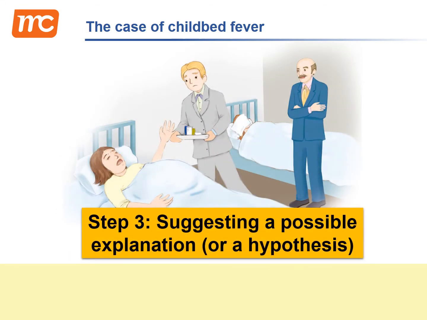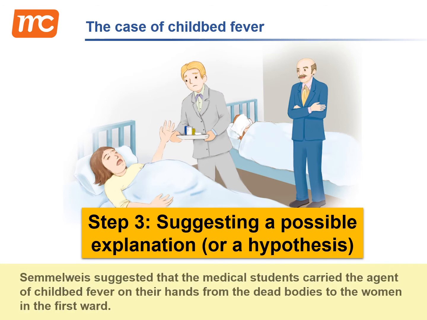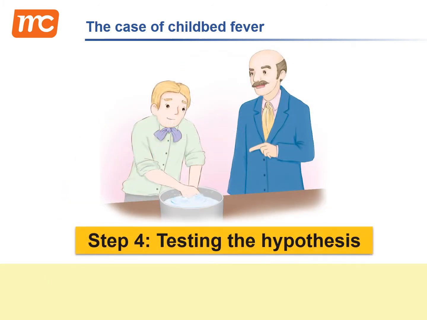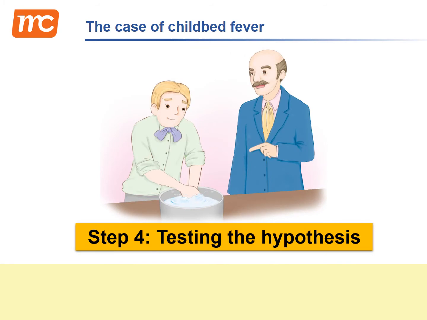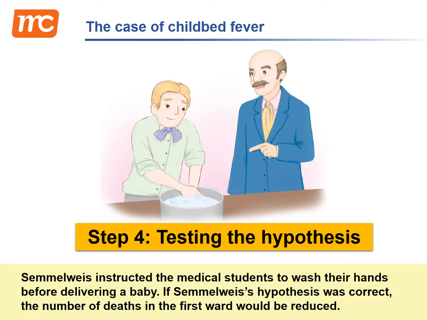Step 3. Suggesting a possible explanation, or a hypothesis. Semmelweis suggested that the medical students carried the agent of childbed fever on their hands from the dead bodies to the women in the first ward. Step 4. Testing the hypothesis. Semmelweis instructed the medical students to wash their hands before delivering a baby. If Semmelweis's hypothesis was correct, the number of deaths in the first ward would be reduced.